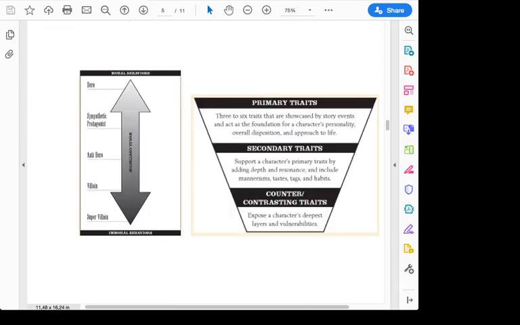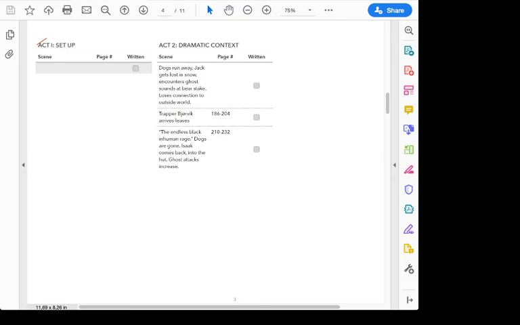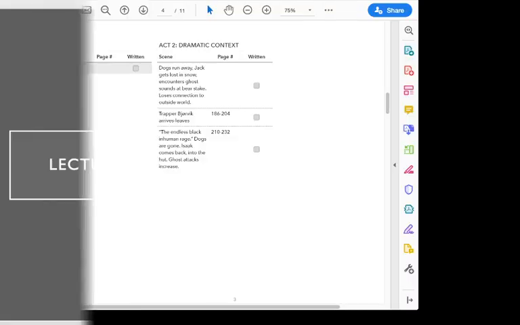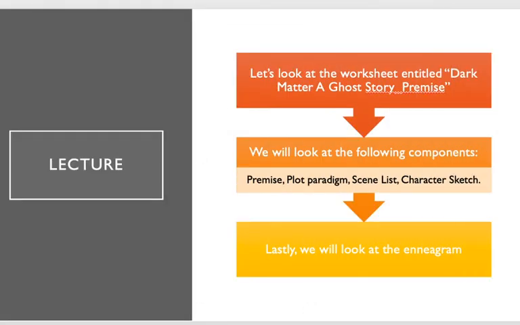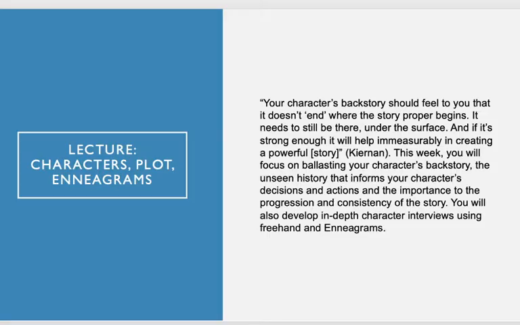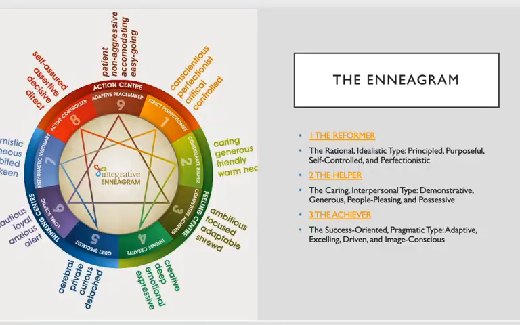Anything else here of importance? I think that's about it for now. Let's head back over to our PowerPoint presentation and we'll quickly go over Enneagrams. So the Enneagram, this is super cool because it gives us 9 different character archetypes. So let's just get right to it and talk about them.